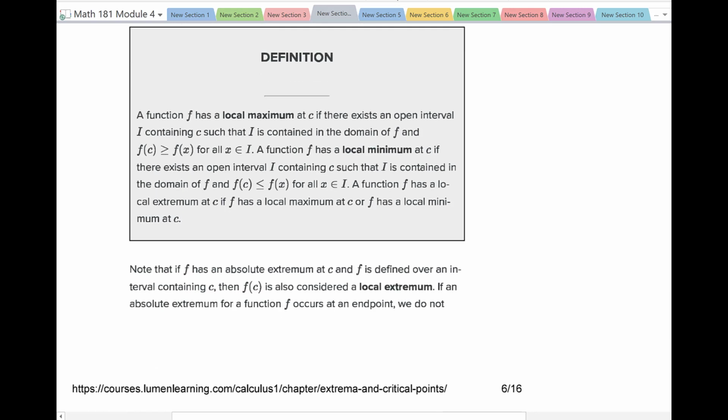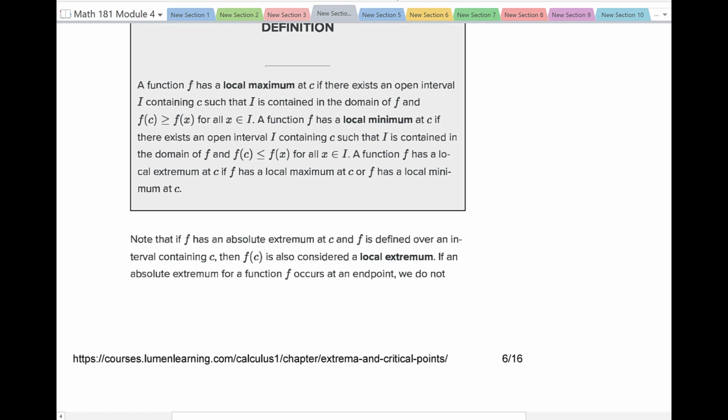Here's another definition. A function f has a local maximum, so it doesn't mean it's the absolute, a local maximum at c if there exists an open interval I containing c such that I is contained in the domain of f, and f of c is greater than or equal to f of x for all x in the interval I. A function f has a local minimum at c if there exists an open interval I containing c such that I is contained in the domain. So same type of thing. But now we're talking about it might be a smaller interval, it wouldn't be the larger one that would have the absolute max and min. So these are called local extrema.